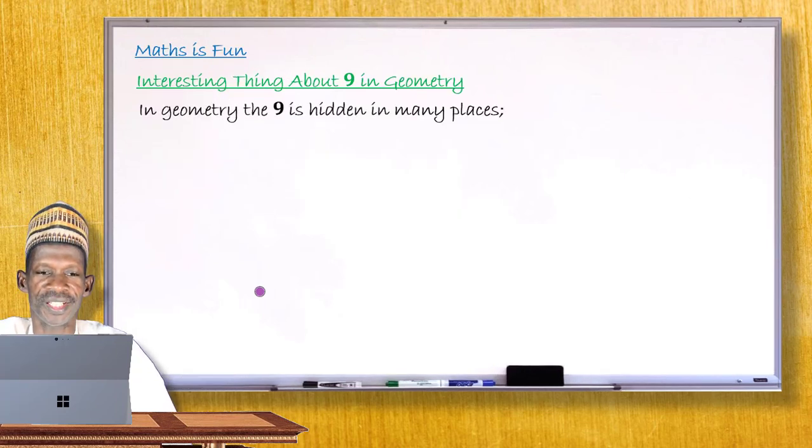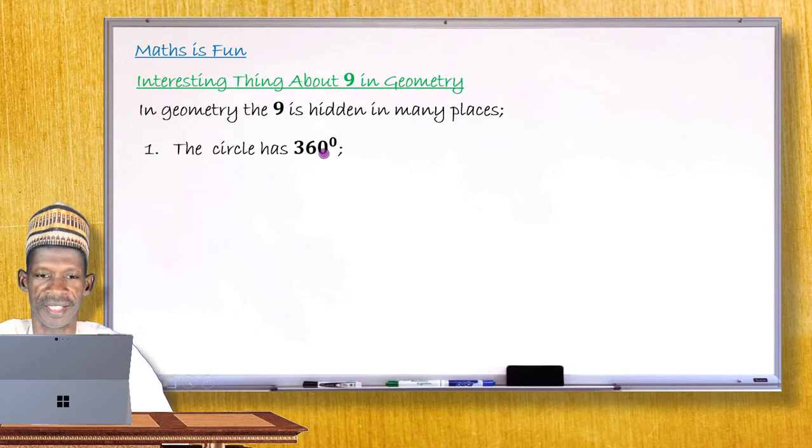In geometry, this very 9 is hidden in so many places. Let us see how this number 9 is hidden in your geometry. If you take a circle, it has a total angle of 360 degrees. And the digits there in 360, that is 3, 6 and 0, if you add them together, let's see what we are going to have. 3 plus 6 is 9, 9 plus 0 is still 9. So adding these 3 digits in 360 degrees, that is the total angle in a circle, gives me this very number 9.